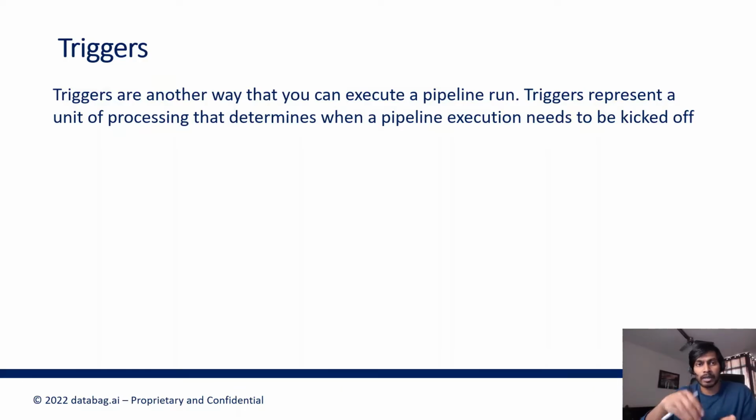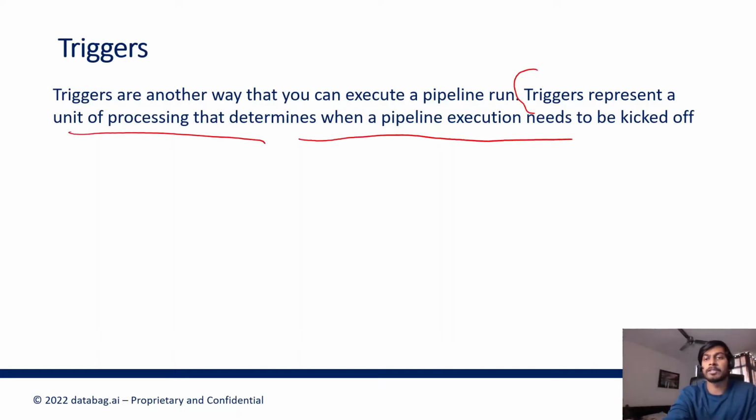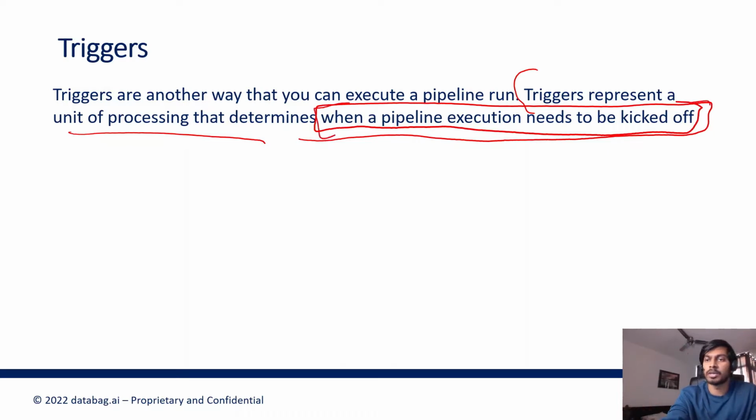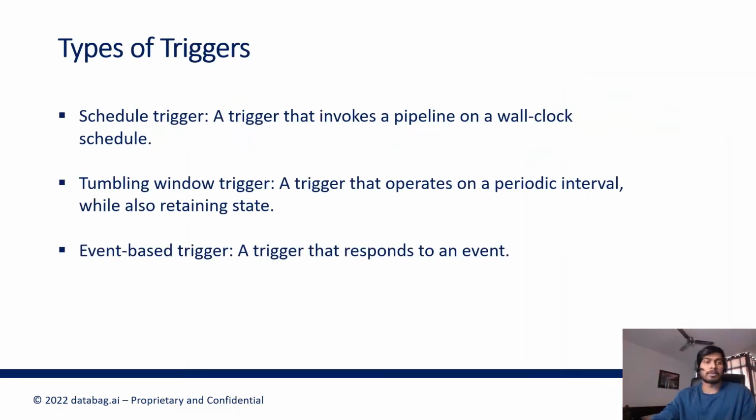So you can define that a specific pipeline runs at a specific time, and you can also schedule that. So triggers represent a unit of processing that determines when a pipeline execution needs to be kicked off. So basically you are telling ADF, using triggers, when you want to execute a pipeline in an automatic fashion. Okay, and what are the different types of triggers you have?